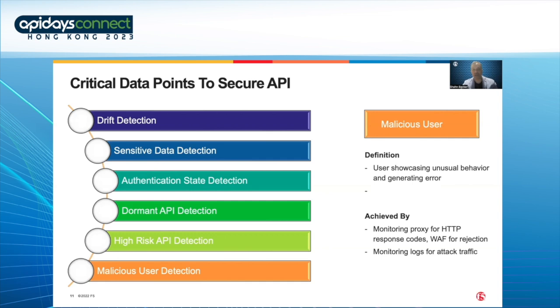This again can be achieved by monitoring the data from the proxy and looking for response codes and WAF rejection rules. Additionally, this can also be found out using forensics by monitoring logs and attacking traffic. These 6 different data points can really help us elevate our API security stance.